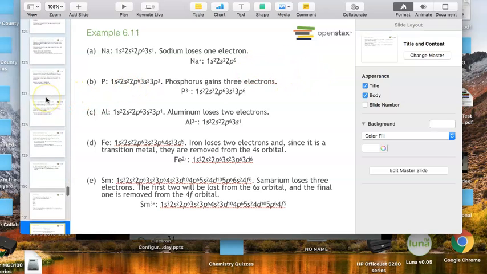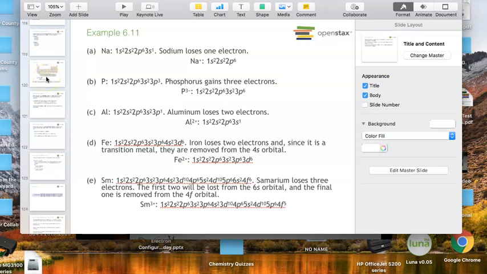Let's look at the electron configuration for phosphorus. I think we already did this one earlier: 1s2, 2s2, 2p6, 3s2, 3p3. For the phosphorus -3 ion, it's going to gain 3 electrons. It's going to be the same, except instead of 3p3, it's going to be 3p6 because it gained 3 electrons. So instead of having a half filled p subshell, it has a completely full subshell.